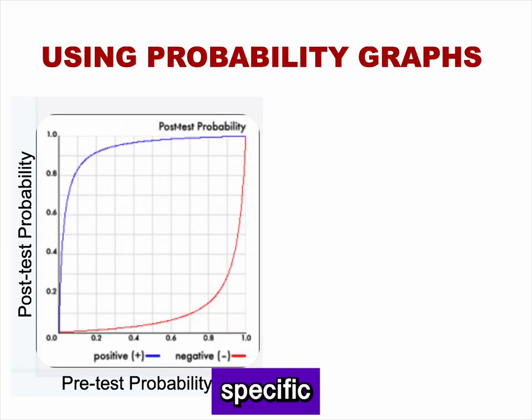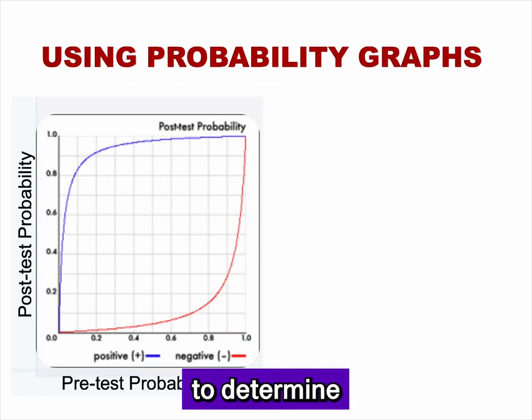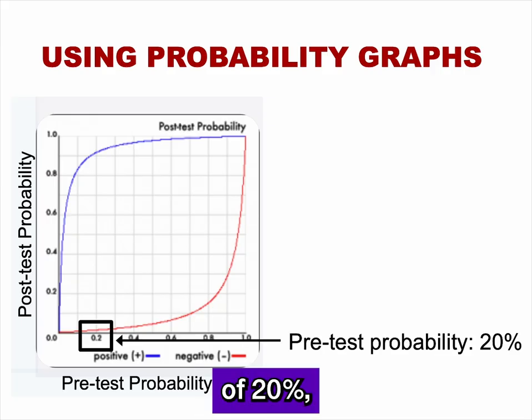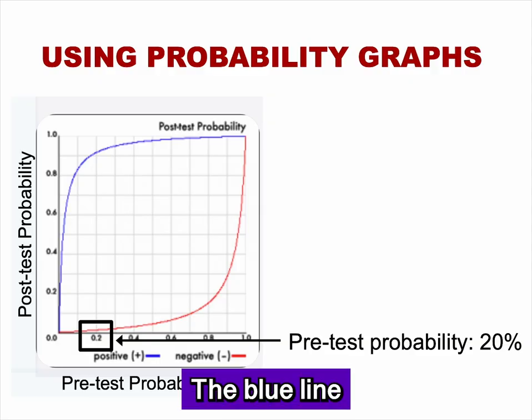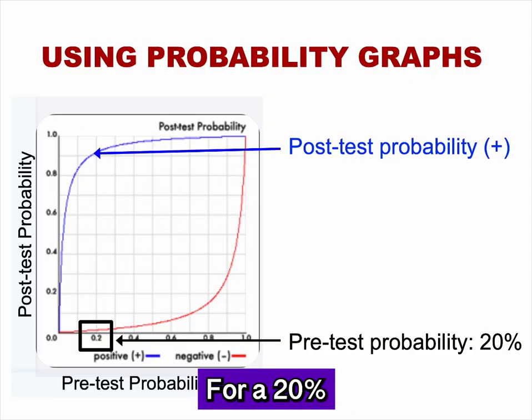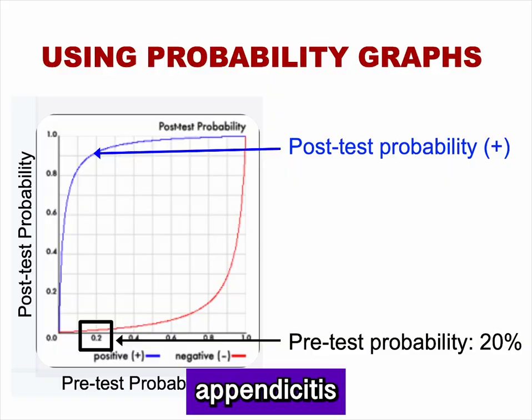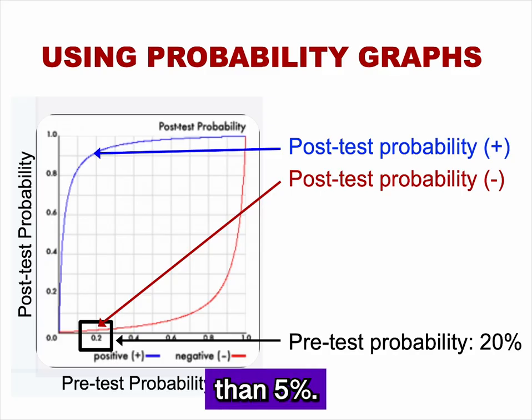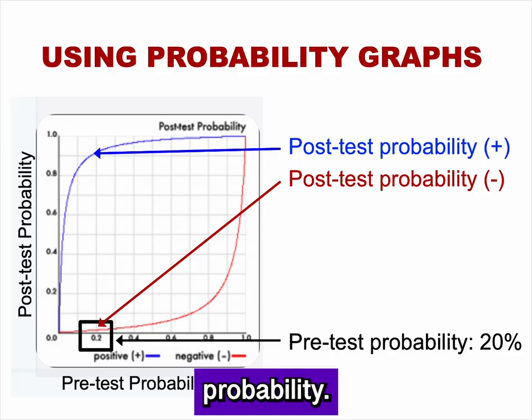We can use the graph that is specific to the likelihood ratios from our study to determine the post-test probabilities for our patient. Our patient had a pretest probability of 20% or 0.2. The blue line represents the post-test probability of disease if the test is positive. For a 20% pretest probability, the post-test probability of appendicitis is in the low to mid-90s. The red line represents the post-test probability of disease if the test is negative. For a 20% pretest probability, the post-test probability of appendicitis is less than 5%. Like the nomogram, this graph can be used for a patient with any pretest probability.